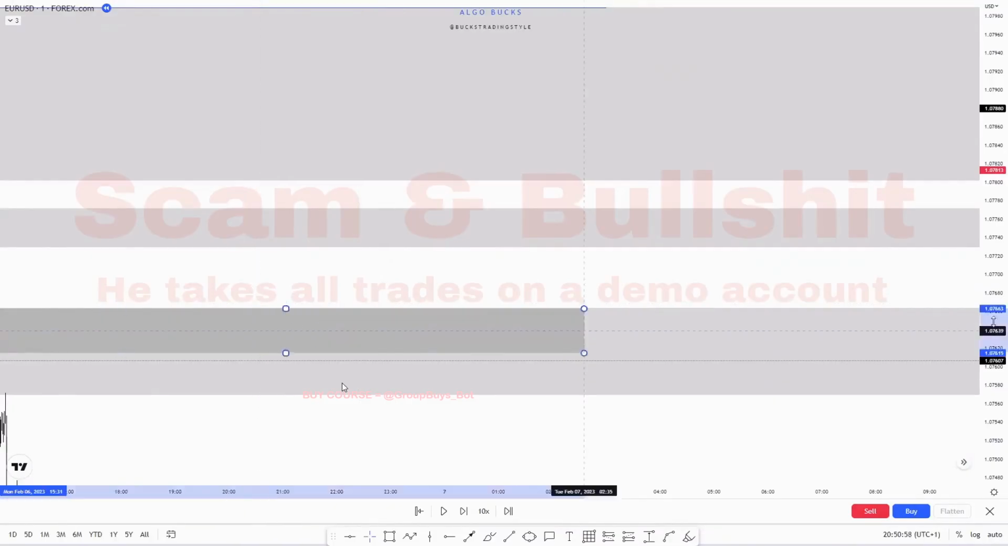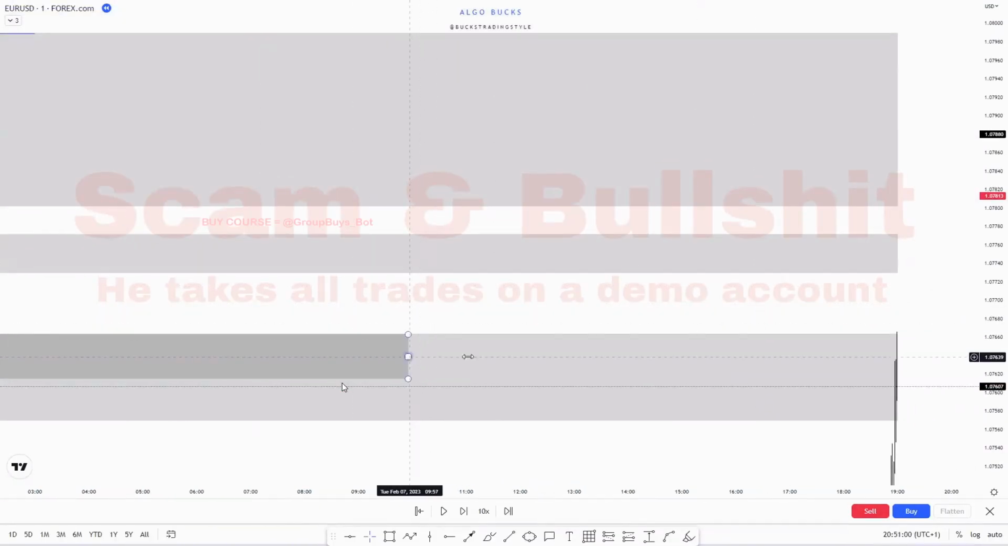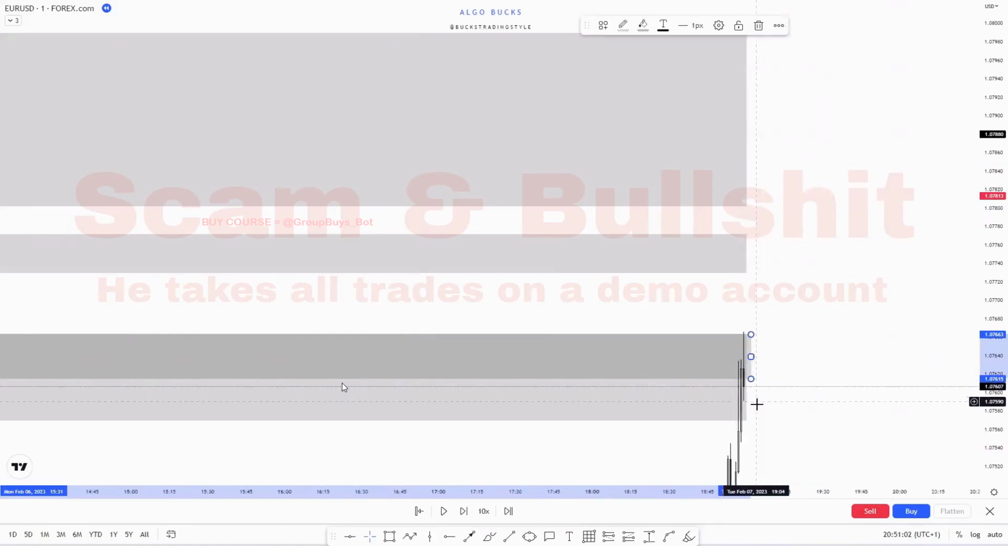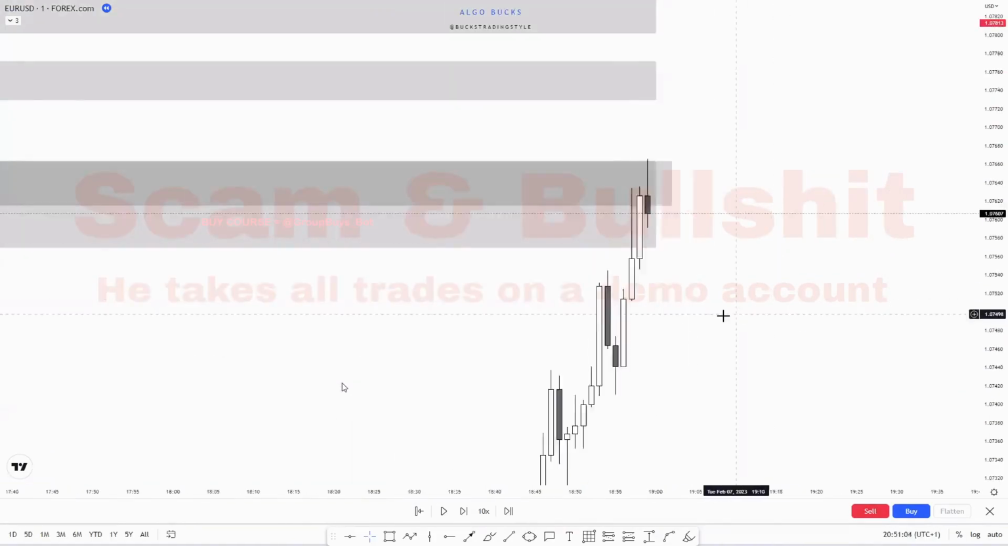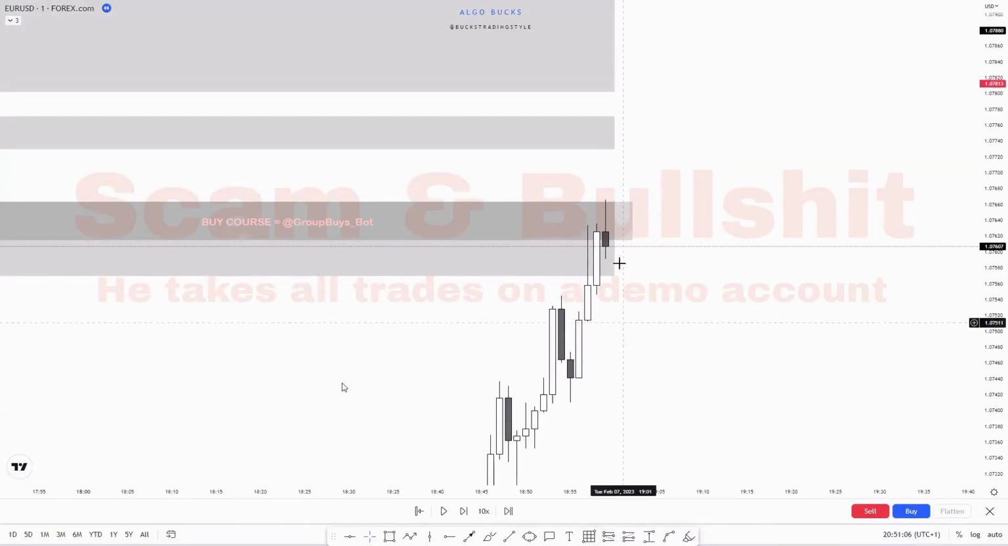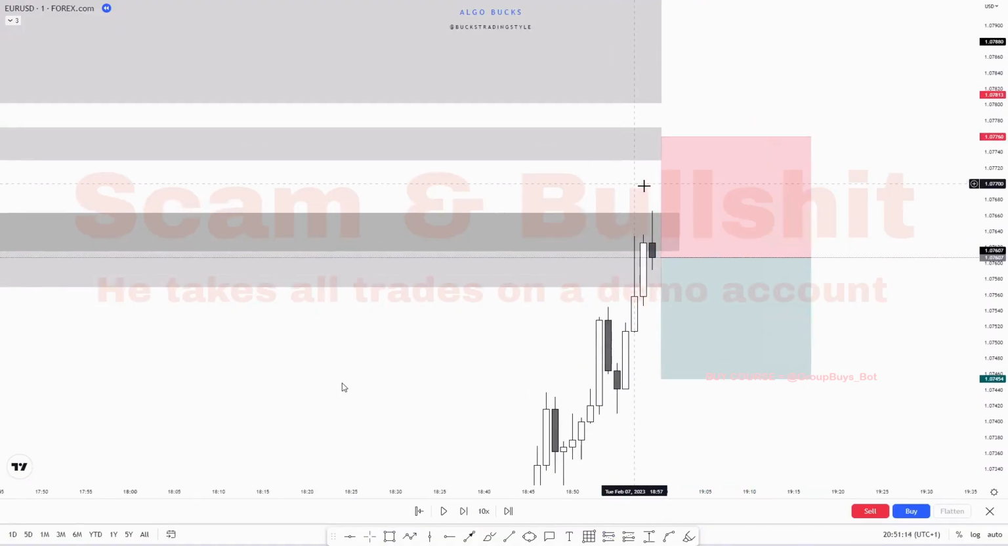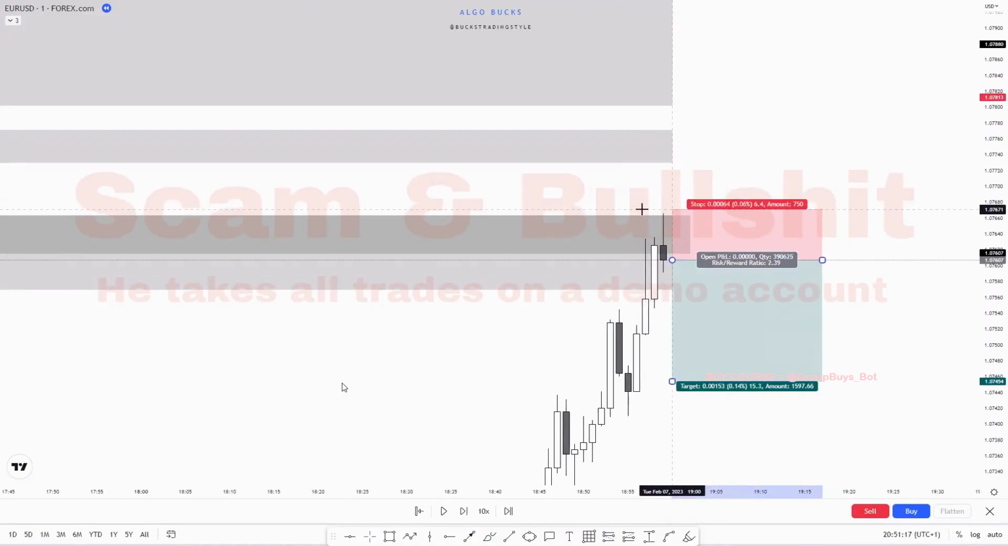Okay. So then with the way I trade, I will take this sell right here. I'm going to take this sell because this is a rejection candle. So at the candle closure, I'm going to take this trade. Okay. So this was the candle closure. Then I'm going to take my trade right here.